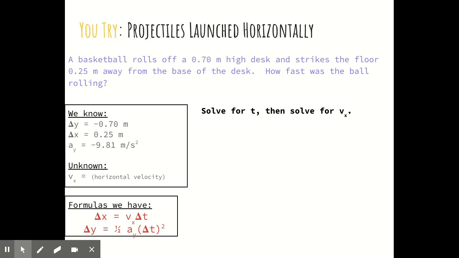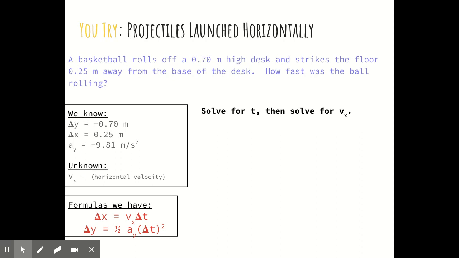Okay, so this one: a basketball rolls off of a 0.70 meter high desk and strikes the floor 0.25 meters away from the base of the desk. How fast was the ball rolling? Okay, so things we know. If you look in that box, we know the change in vertical distance was negative 0.7 meters because it's falling down.